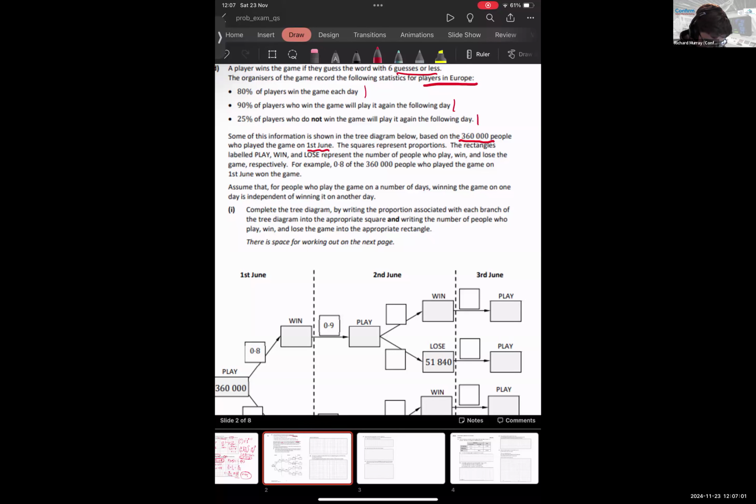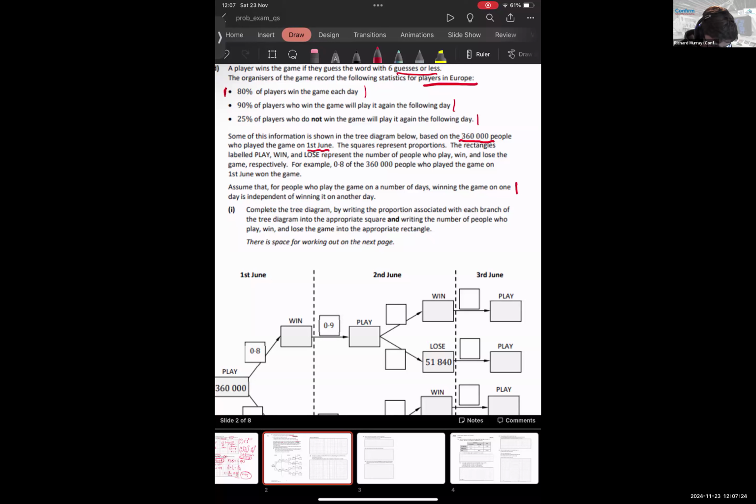The rectangles labeled play, win, and lose represent the number of people who play, win, and lose the game, respectively. For example, 0.8 of the 360,000 people who played the game on the 1st of June won the game. This is again for this first piece of information. Assume for people who play the game on a number of days, winning the game on one of the days is independent of winning it on another.